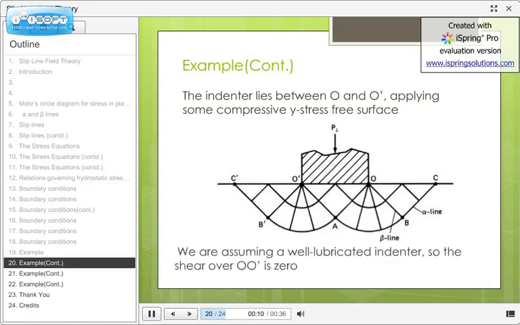We are assuming a well lubricated indenter, so the shear over O dash is 0. Now on the free surface OC, from the boundary conditions described before, sigma y equals sigma 1 equals 0, sigma 2 equals minus k, and sigma equals minus 2k. Here sigma 2 is equal to the hydrostatic pressure. We can also draw the Mohr circle of stress for a point on this free surface.